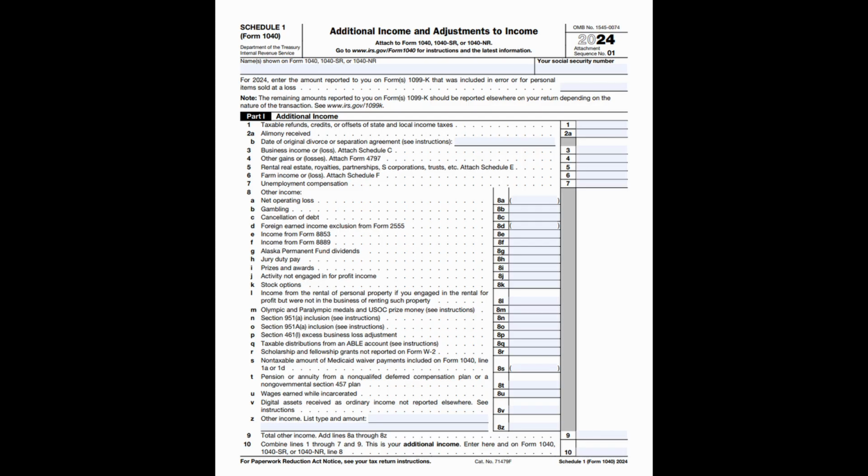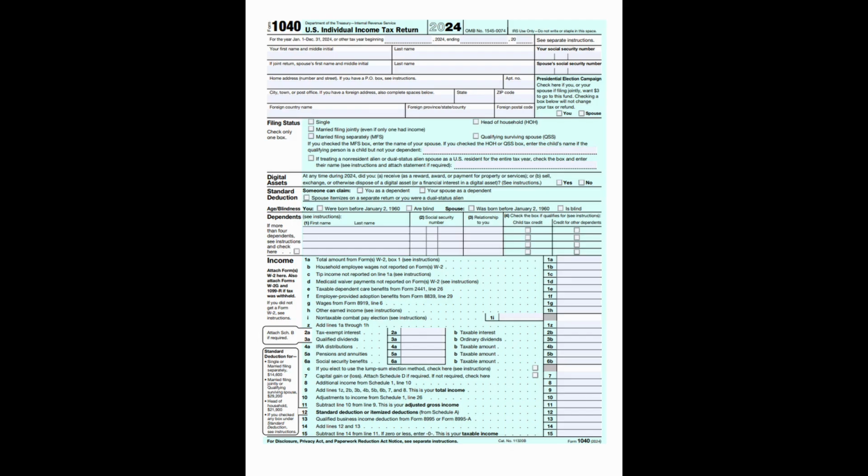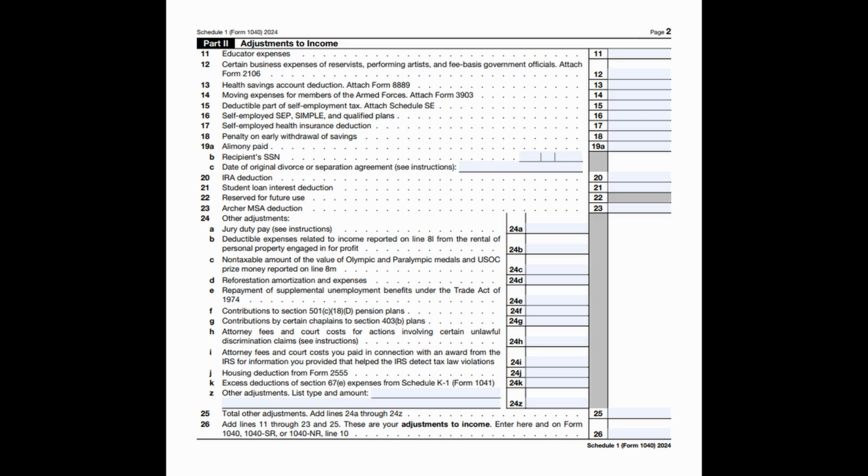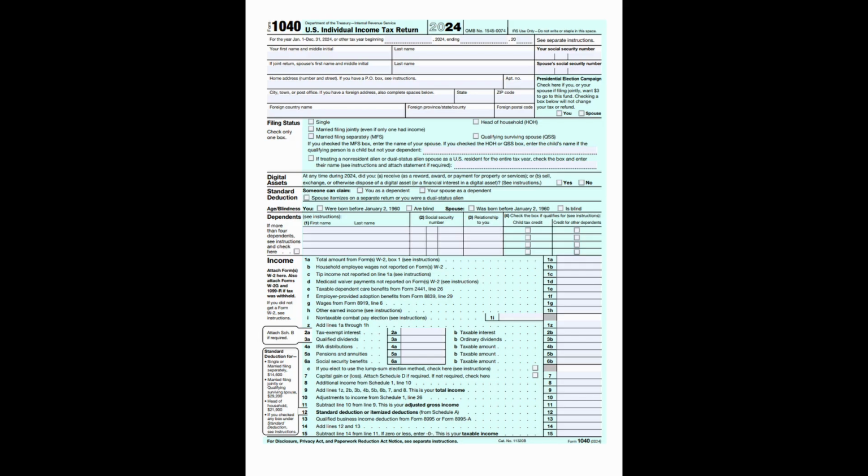Schedule 1 reports additional income and adjustments. Think of it as the middleman for income that doesn't come from a W-2, like freelance work, side gigs, or unemployment. Part 1 of Schedule 1 adds income, such as business income, rental income, or unemployment. The total from line 10 of Schedule 1 flows to Form 1040, line 8, other income. Part 2 lists adjustments, like the self-employment health insurance deduction or IRA contributions. The total from line 26 of Schedule 1 flows to Form 1040, line 10, adjustments to income.